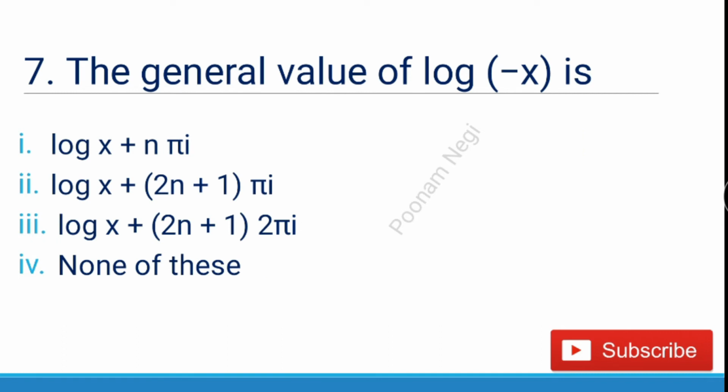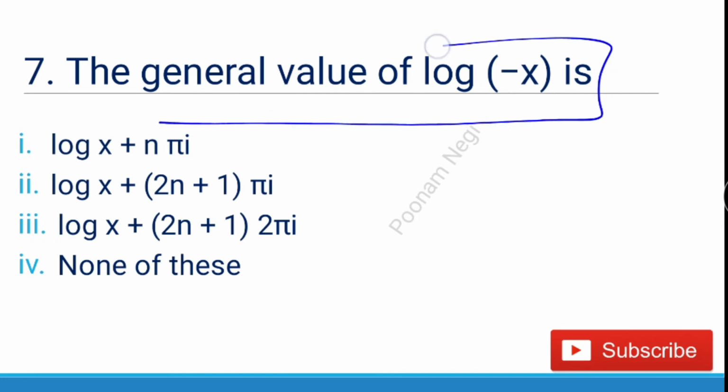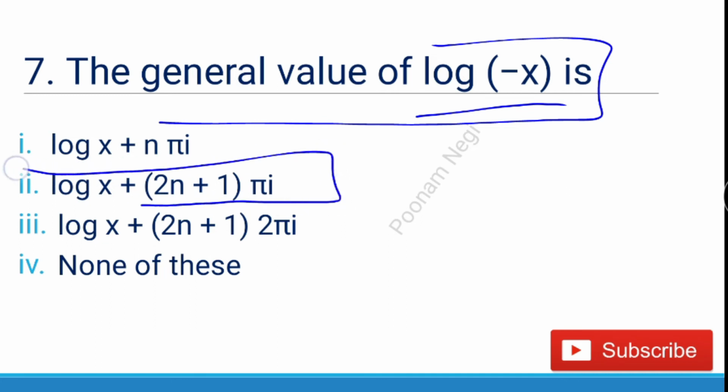Next question is the general value of log(−x). As we have seen in our previous example, the general value of this one is log x + (2n+1)πi. Hence the answer is option number 2. And if we have to evaluate the principal value, then we simply replace this n by 0 and it will give us our principal value.